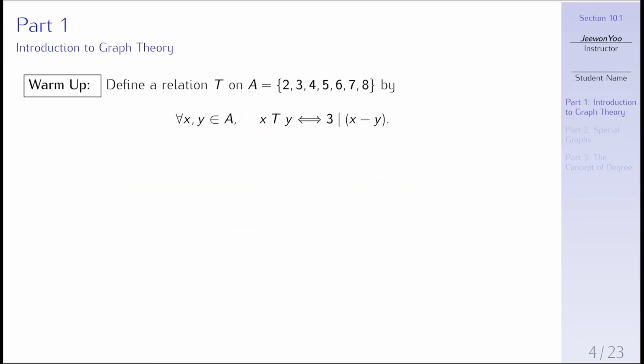Alright, as a warm-up question, please consider this relation. Define a relation T on the set A to be 2, 3, 4, 5, 6, 7, 8. Let me write a few of the ordered pairs that belong to T.